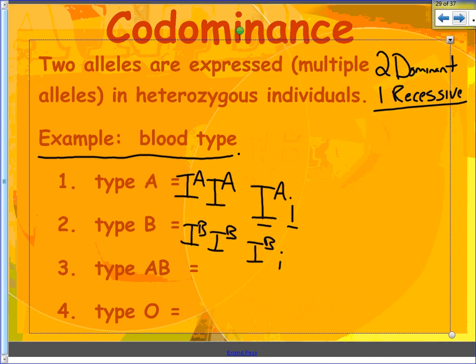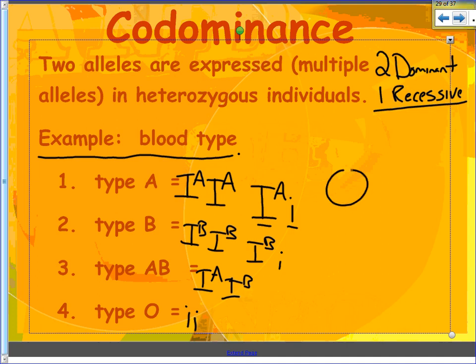If you're type AB blood, then your genotype looks like this. So you have the capital A, I allele, but you also exhibit the B allele. And if you're O, you are the homozygous recessive. Okay, now on a red blood cell, very quickly, what this looks like is this.